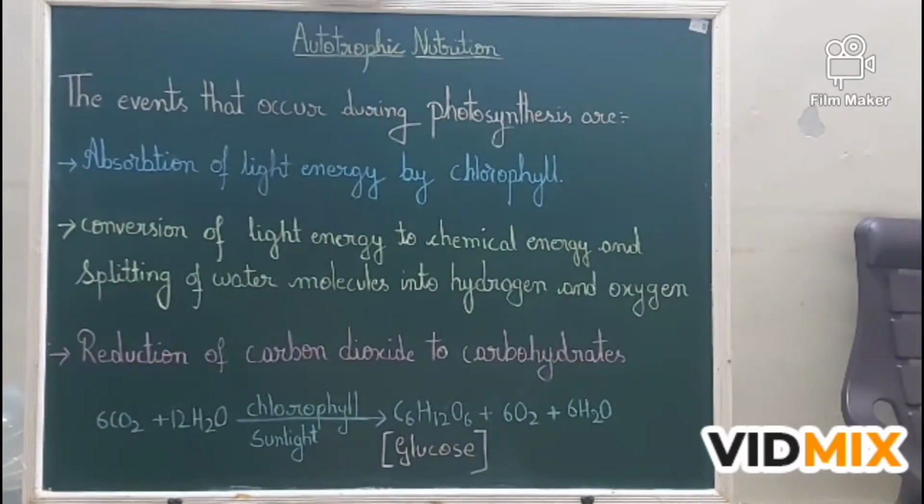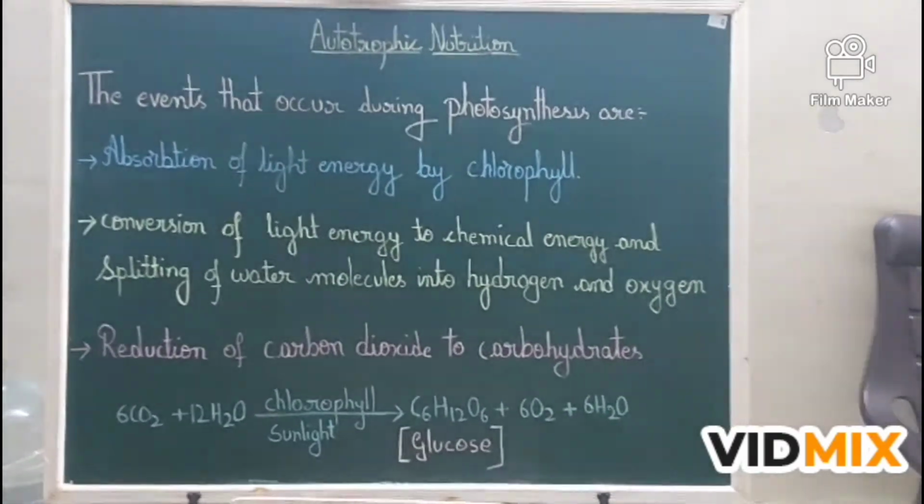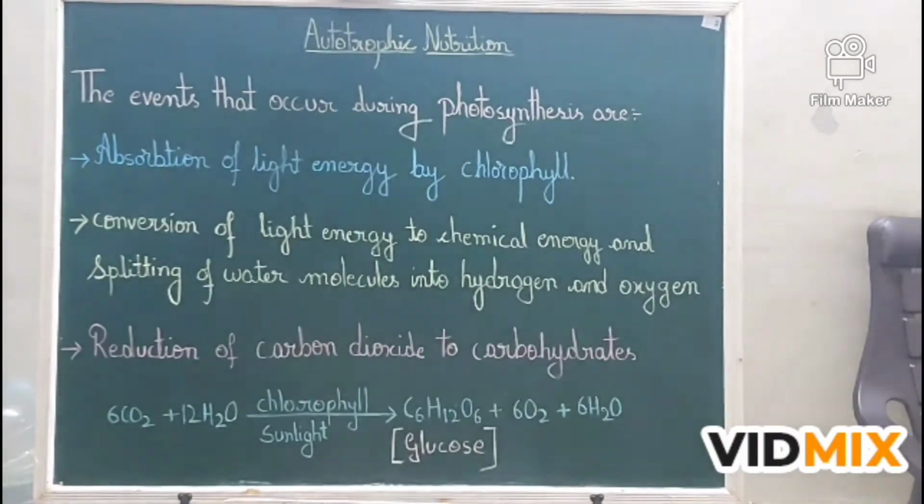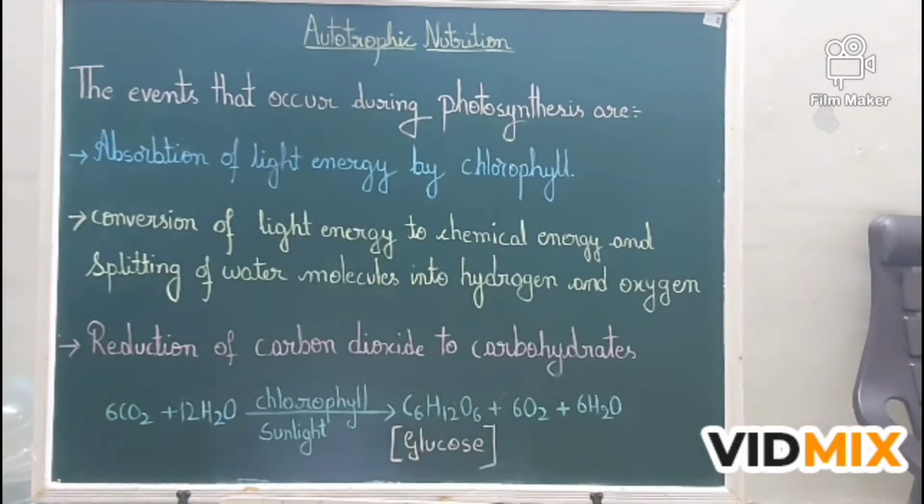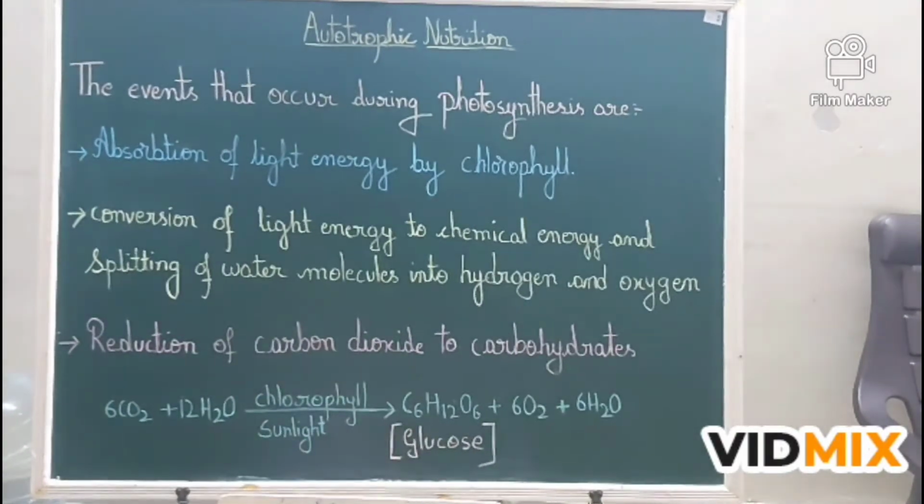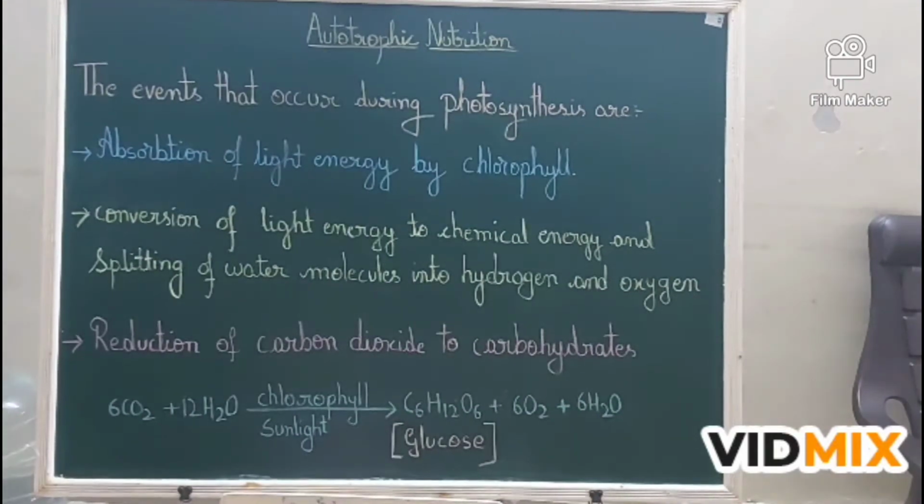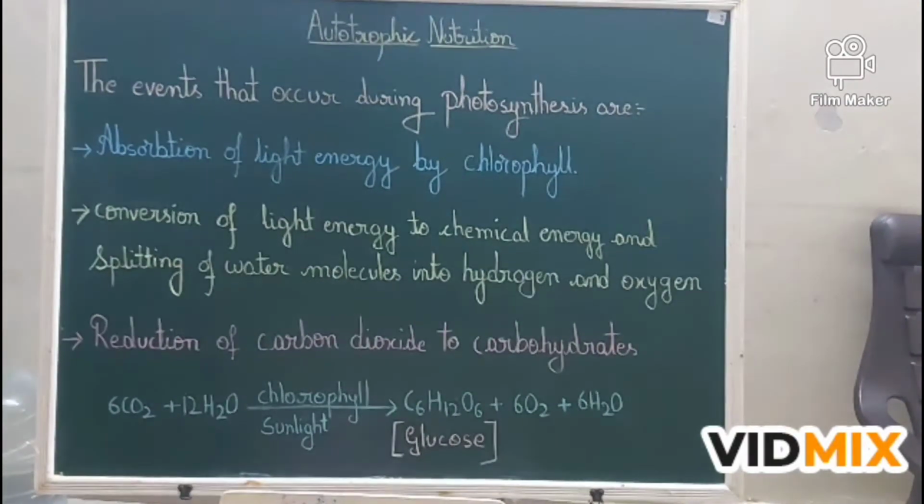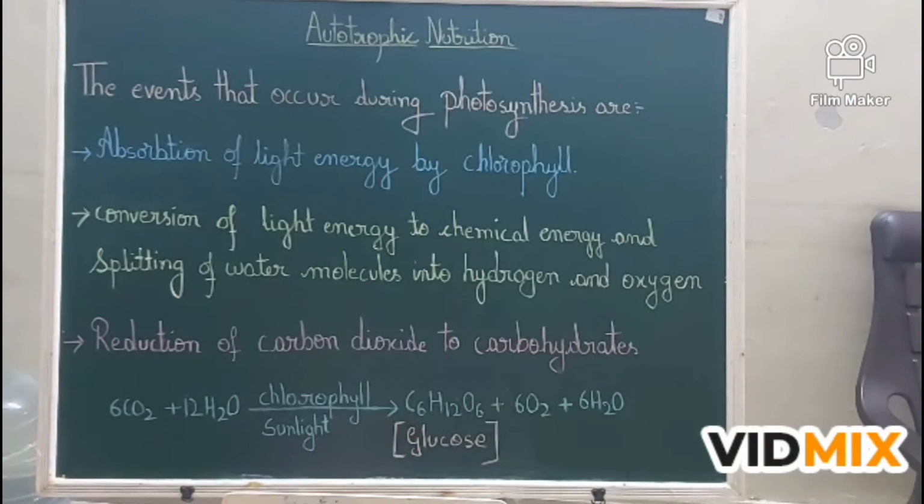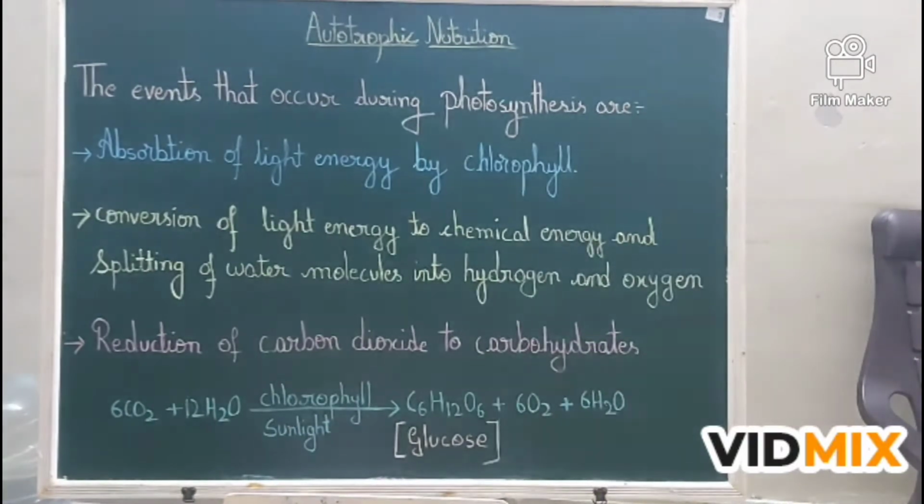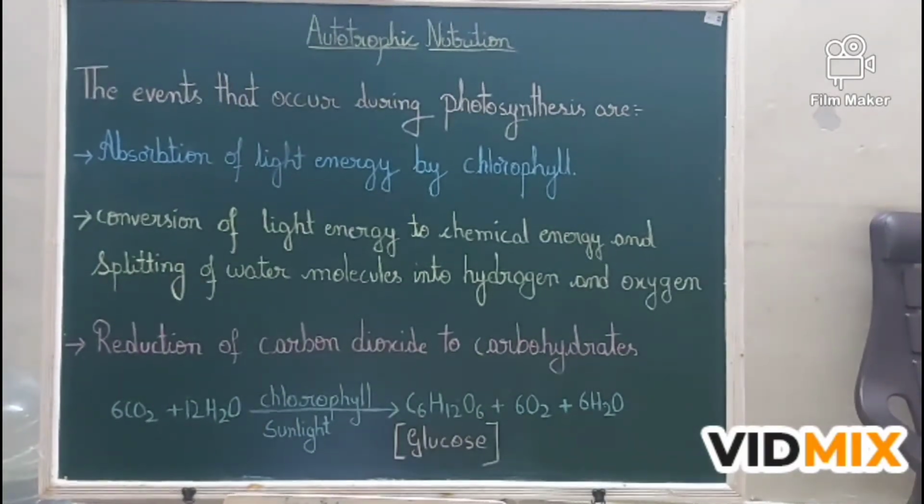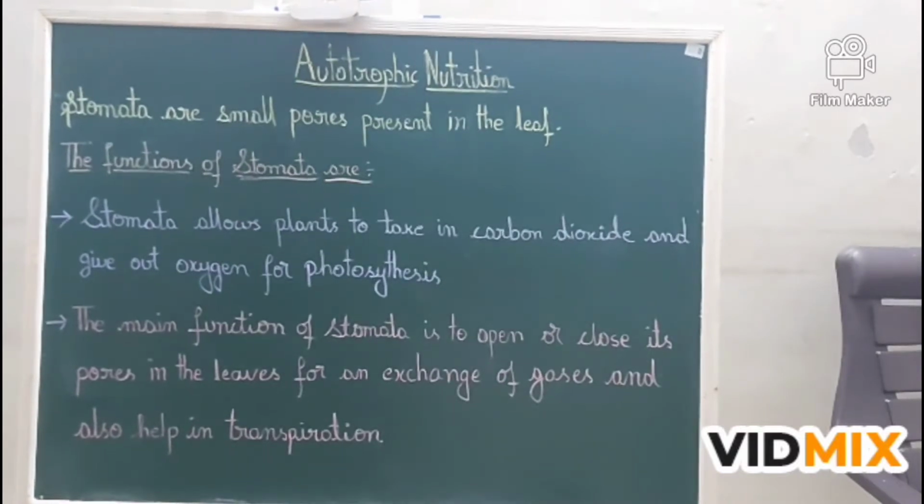The equation of photosynthesis is 6 moles of carbon dioxide plus 12 moles of water, in the presence of chlorophyll and sunlight, gives rise to glucose, whose formula is C6H12O6, and byproducts are 6 moles of oxygen plus 6 moles of water. Let us study about stomata.